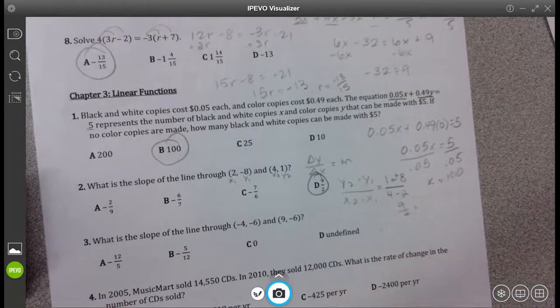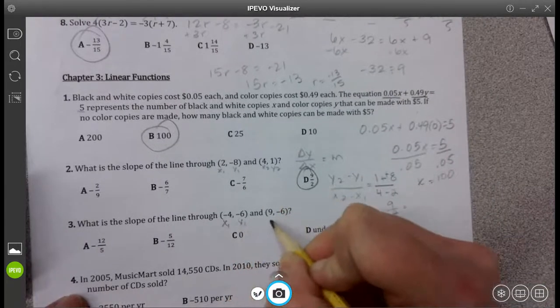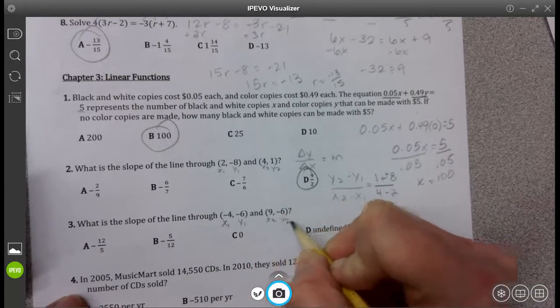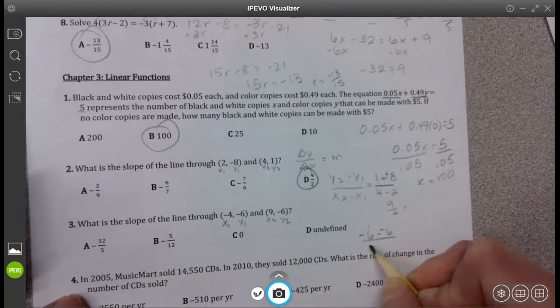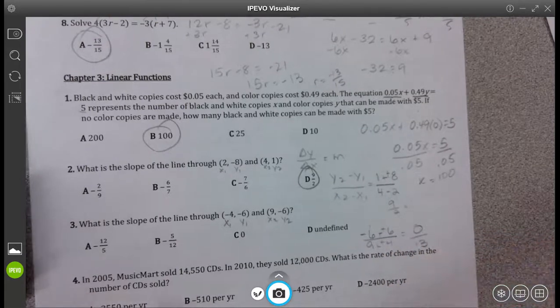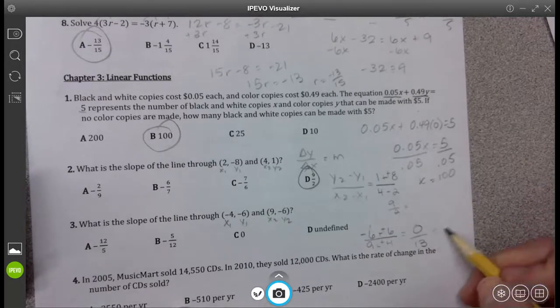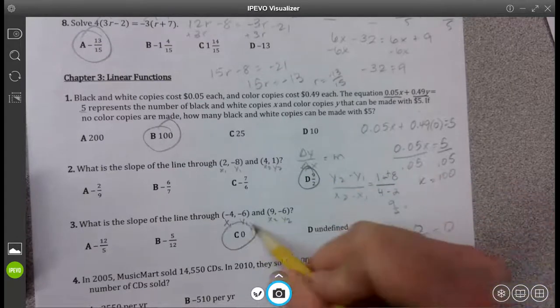D. What is the slope of a line between these 2 points? So we're going to have negative 6 minus a negative 6 over 9 minus a negative 4. You're going to get 0 over 13. Some people are like, is that 0? Is that undefined? Do it in your calculator. 0 divided by 13 is 0, because 0 times 13 is 0. Okay.